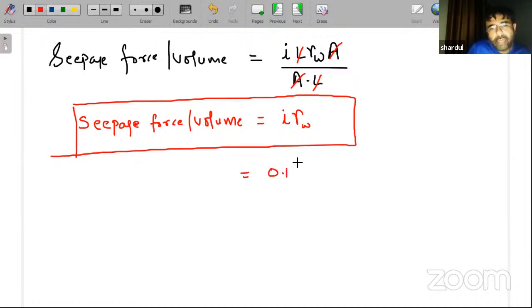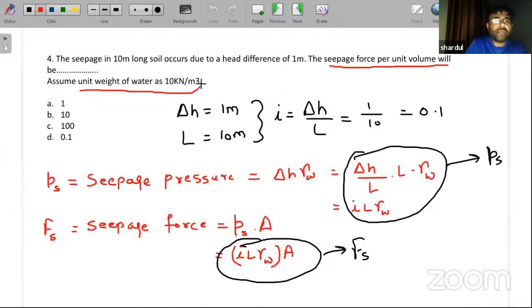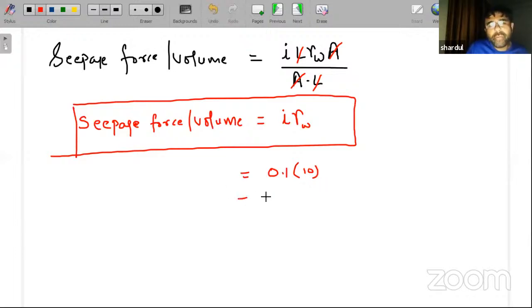What was i? It was 0.1, and for gamma W you can assume the unit weight of water as 10. In the question, it has already been given that gamma W is 10 kilonewton per meter cube. So from here, that is 0.1 into 10, that is 1. The answer will be 1. What will be the unit? Kilonewton per meter cube, the seepage force per unit volume for your given question. Is it okay? Now, last question.